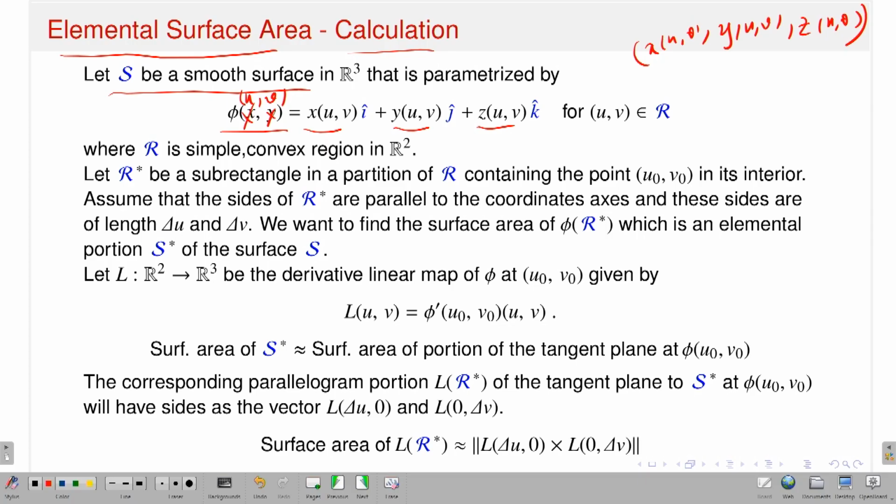Okay, and what is my R? Of course, (u,v) runs over a very nice domain R. So R is a simple convex region in R2. In particular, you can take [a, b] cross [c, d]. Okay, so now R is a simple convex region in R2. Then what I am doing is, let R star be the subrectangle in a partition of R containing the point (u0, v0) in its interior. Okay, so now I have a region R. Now I can take a partition of R, for example this one.